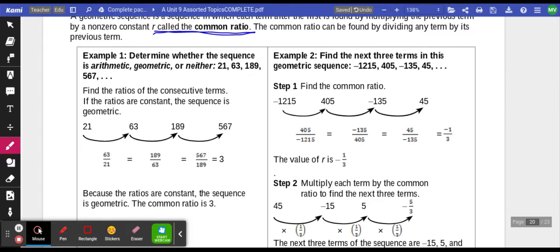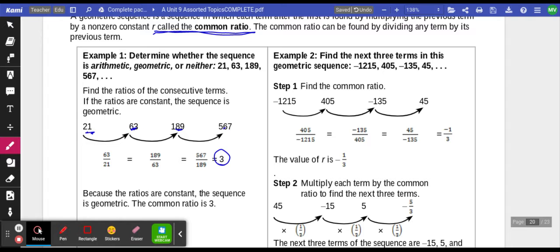So if we look at example 1, we're determining whether the sequence is arithmetic, geometric, or neither. So it's 21, 63, 189, 567. Hopefully I noticed right away that there's no way I can add something to 21 that I also add to 189 to get 567. So I know it's not arithmetic. So to figure out if it's geometric, I divide 63 by 21, 189 by 63, 567 by 189, and they all equal 3. So therefore it's geometric, and the common ratio is 3.